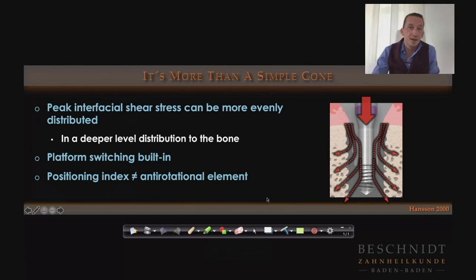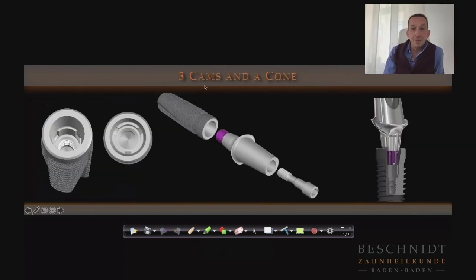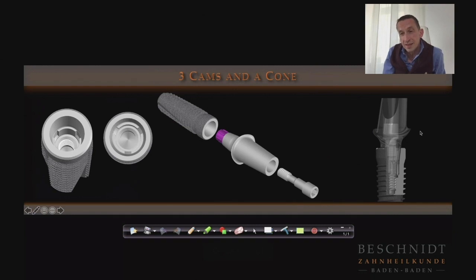So this is now the 3 cams and the cone, and you see you can turn it and then the cone is going to fit. Once again, the screw comes in. So if you bring in the abutment, it's very easy. You just bring in the abutment, you turn it. Now we have the positioning index, and now the cone is going to fit.